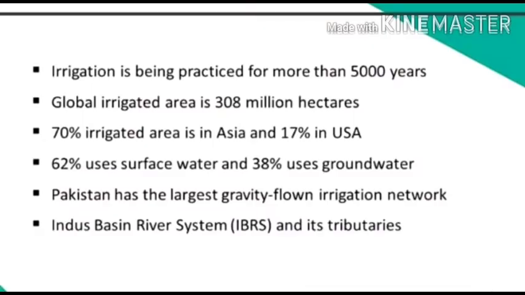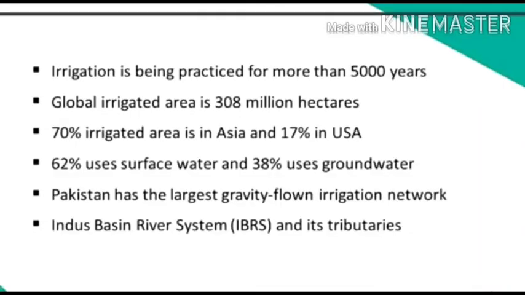In Pakistan, the irrigated area is about 16 million hectare, that is roughly 70% of the total cultivated area. And Pakistan has the largest gravity flown contiguous irrigation network of the world that relies on the Indus Basin river system with its tributaries, which are our main gravity flown irrigation network.